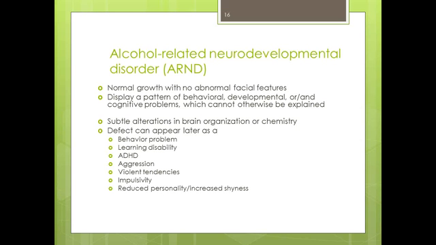So some kids, which is significantly more difficult to group into these categories, but some children can have this as well. So they can have subtle alterations in brain organization or chemistry, and the defect can appear later, like most of them do, with behavior problems, learning disability, ADHD, aggression, violent tendencies, impulsivity, and reduced personality or increased shyness.